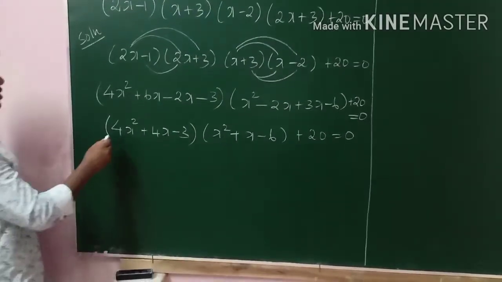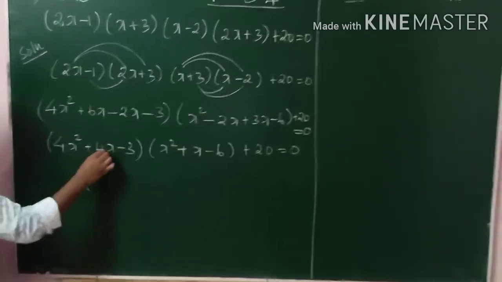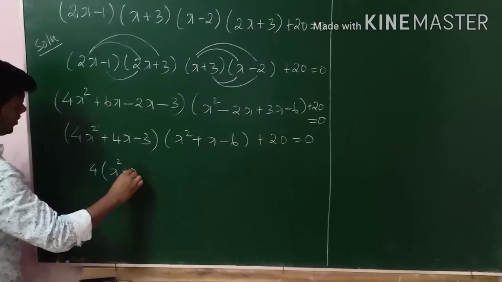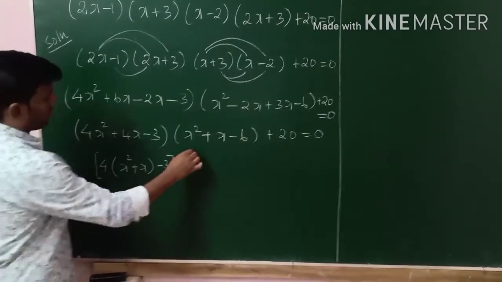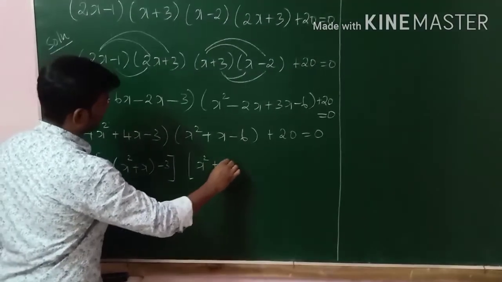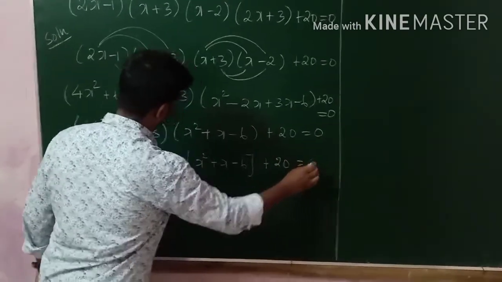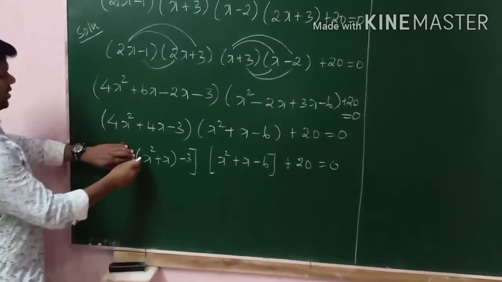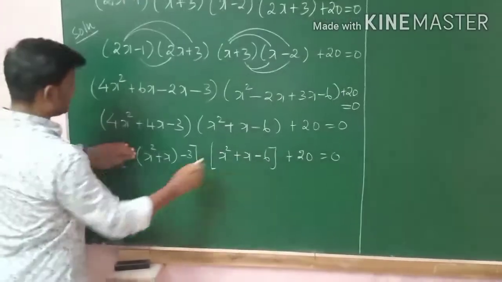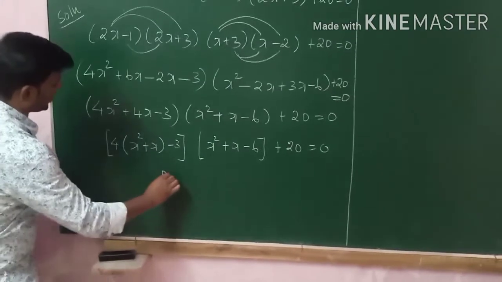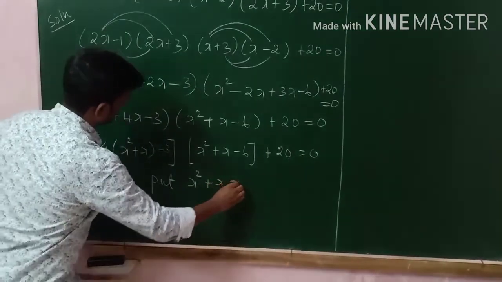So here in the coefficient of x square and coefficient of x, I take 4 as common, so that I can get what? 4 into (x square plus x minus 3) into (x square plus x minus 6) plus 20 equal to 0. So forget the 4. Now see, the x squared coefficient is 1 here and 1 here, the coefficient of x is 1 here and 1 here. So we can replace x square plus x is equal to y.